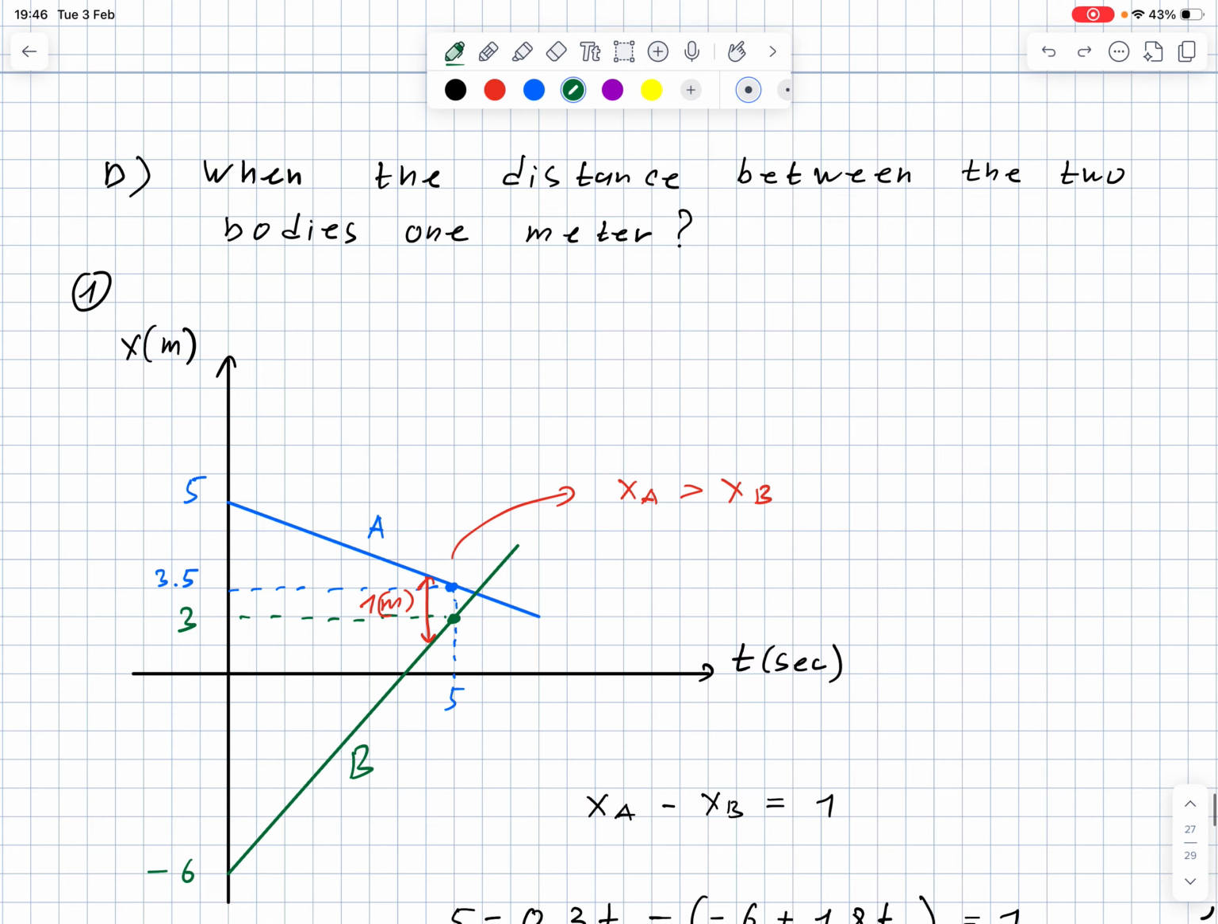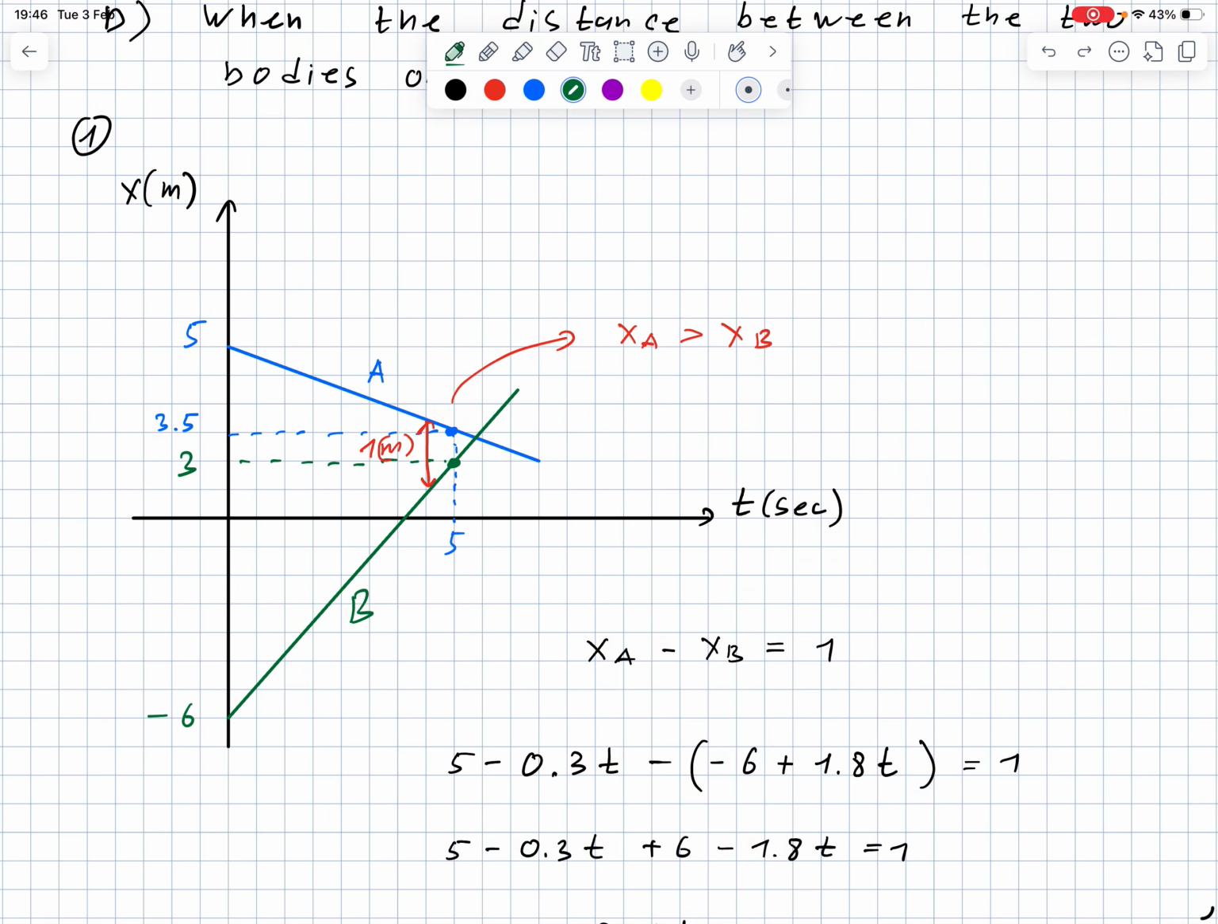Now the following part D, the question is when the distance between the two bodies is 1 meter. Now let's see, the first possibility is when A is above B. If I want to subtract the position of B from A, and I want this subtraction to be positive, like 1 meter, then I should write something like this.